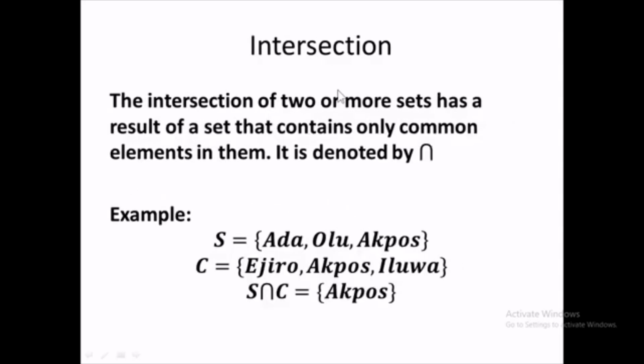You also have intersection. That means when you have two or more sets, you want to find the intersection between them. What is the common element between all the given sets? Intersection of two or more sets is a set that contains only the common elements in those sets, and it is denoted by the elongated N. If I have set S having Ada, Olu, and Akpos as the elements, and set C having Ejiro, Akpos, and Ilua, there's an element here that's also in set C, which is Akpos. Akpos is here, Akpos here. So S intersection C is Akpos. That means the only element that is common to set S and set C is Akpos. So we are finding the intersection between two or more sets. You are trying to look for what they have in common.